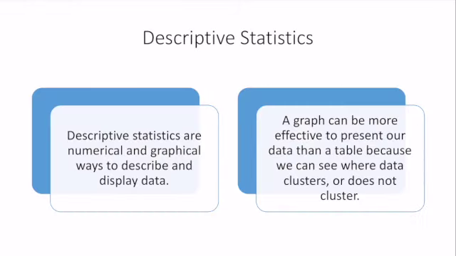So, descriptive statistics are numerical and graphical ways to describe and display data. Sometimes a graph can be a more effective way to present our data because then we can see where data clusters, the shape the data takes on, and it's a lot easier for us to gain that visually than from, say, a table.